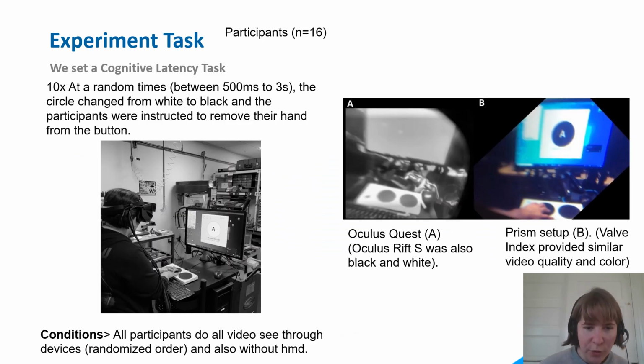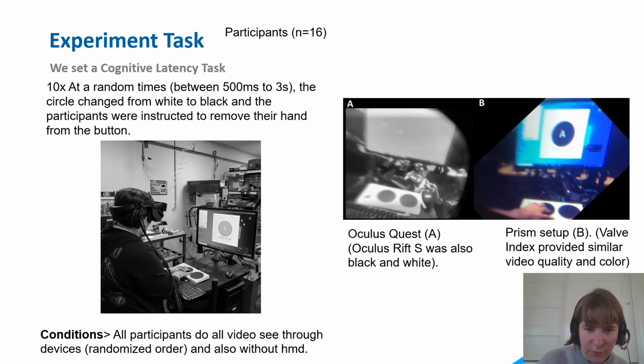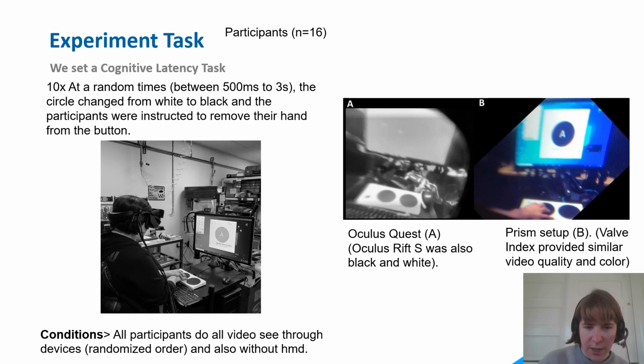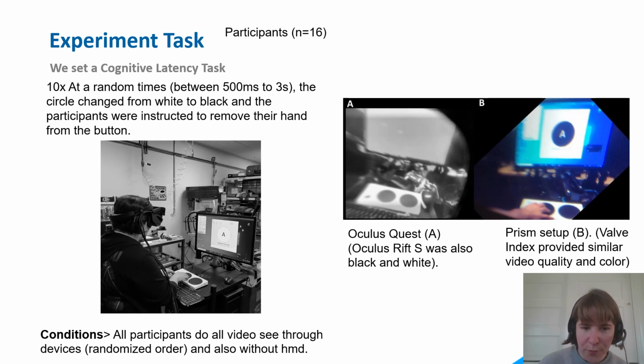So we set up a motor task in which people have to raise their hand from a button whenever the button on the screen changes color. And let's play the video so you can see how it works. It changes colors. They have to raise their hand whenever it's black. And they go through all the different video see-throughs with this test, all the devices and also without an HMD. And we measure how long they take to lift the hand.